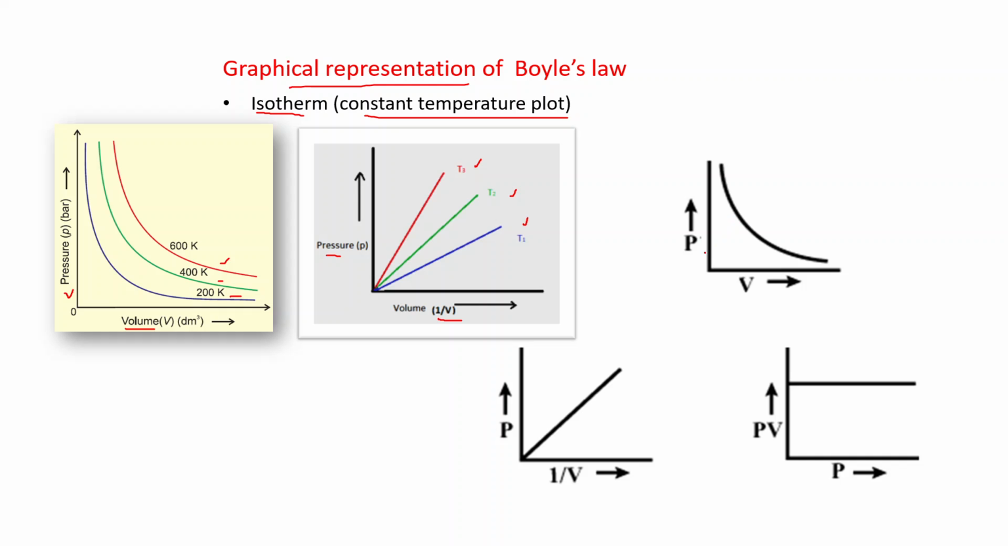In general, we can represent Boyle's law like this. If we plot a graph between P and V, we will get this. If we plot a graph between P and 1/V, both are directly proportional, that's why we will get a straight line passing through the origin. And if we plot a graph between PV and P, as we discussed, the product of pressure and volume remains constant, that's why we get this graph.